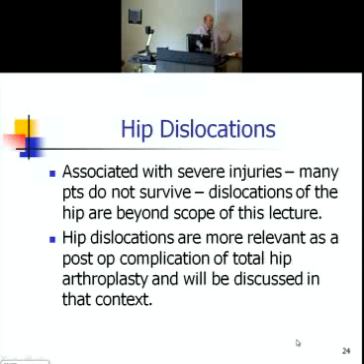Now that would be asymmetrical joint space loss in the same joint. The medial compartment is worn out. The lateral compartment is totally pristine. Great, thank you.